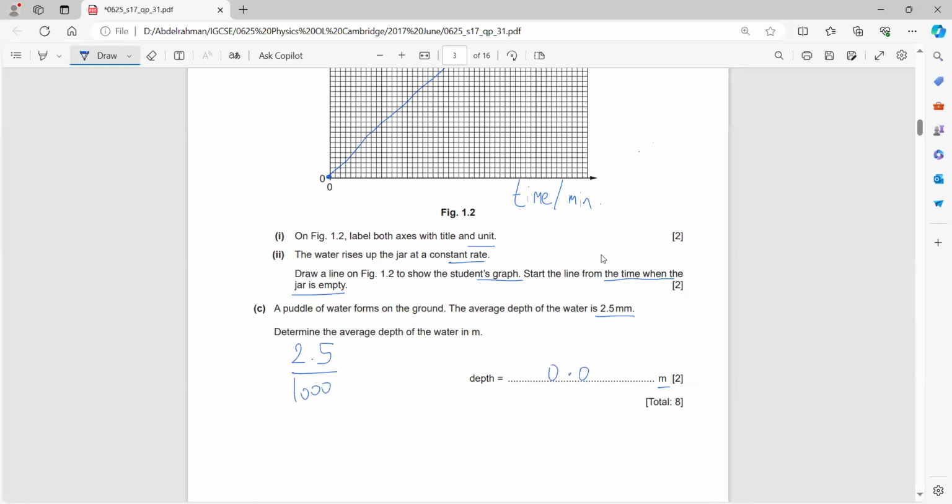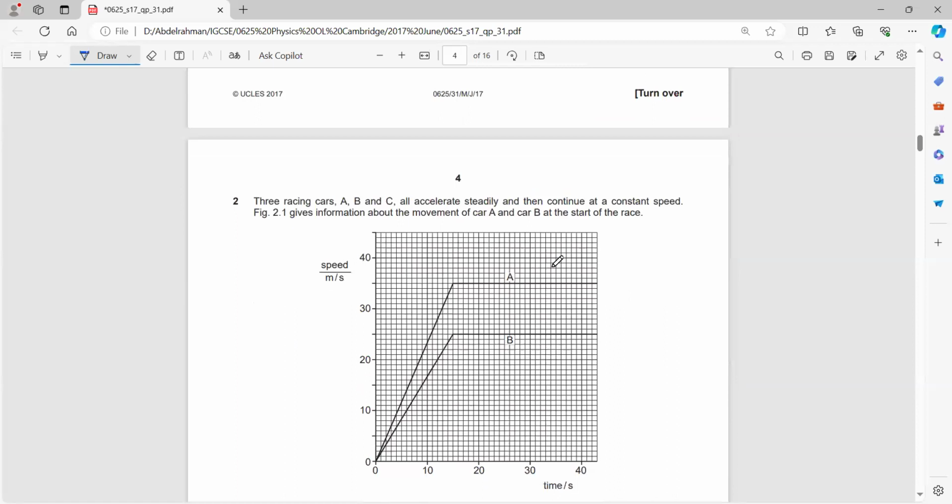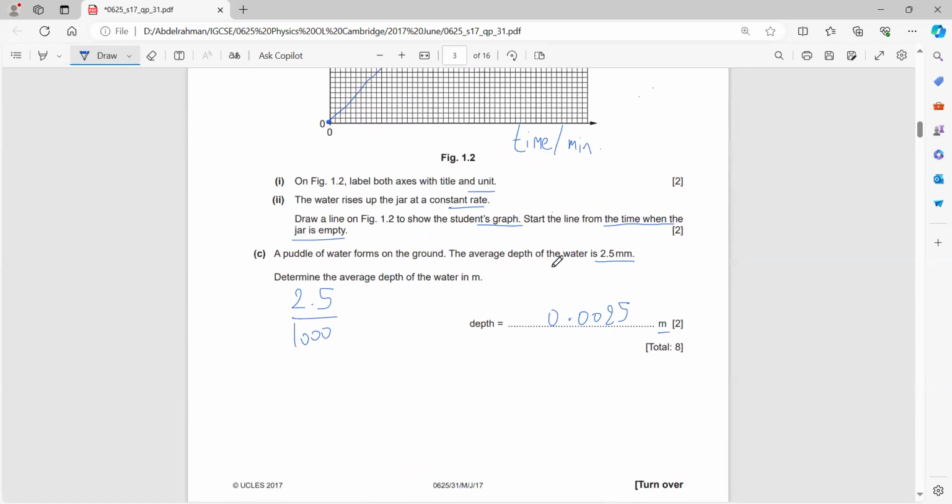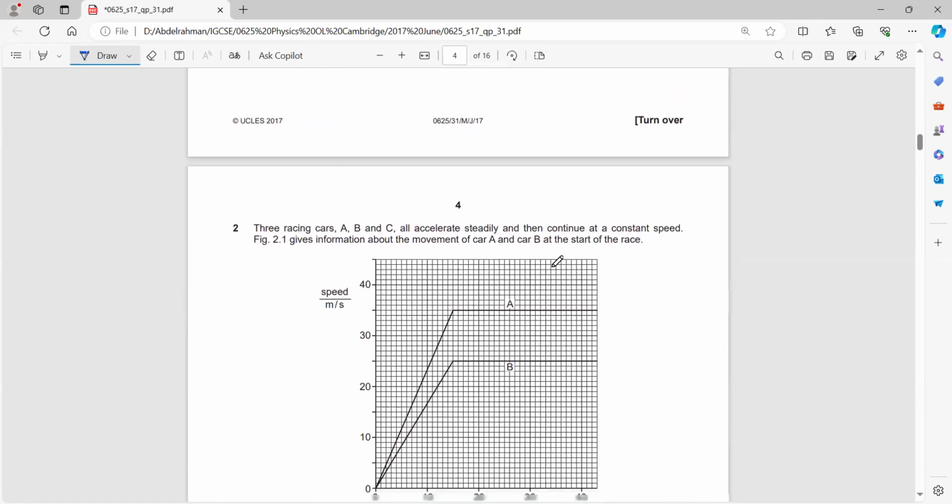So this would be 0.0025. Okay, 0.0025. Any questions? Please, if you have a question, do not hesitate to ask.